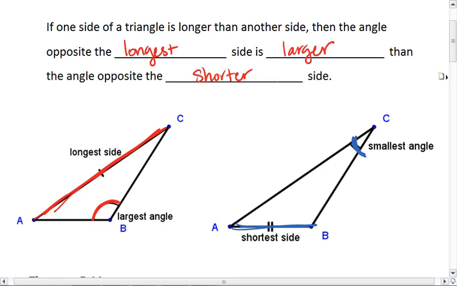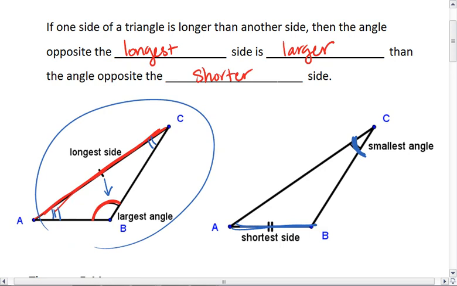And the way you figure out what angle is opposite the side is you look at the angle that does not touch that side. So in this triangle here, angle A and angle C both have a side that is this AC side. Angle B does not.